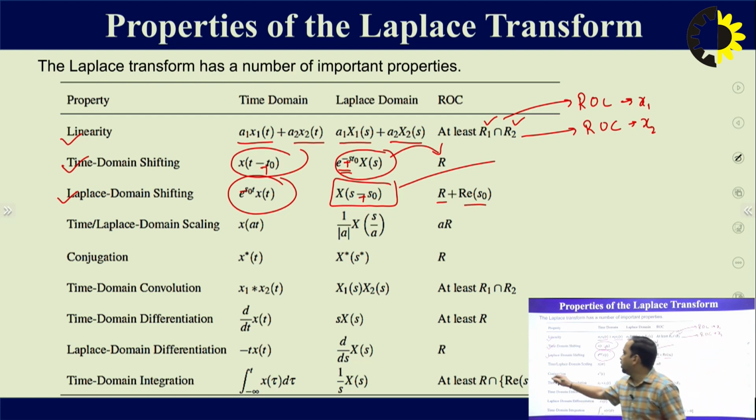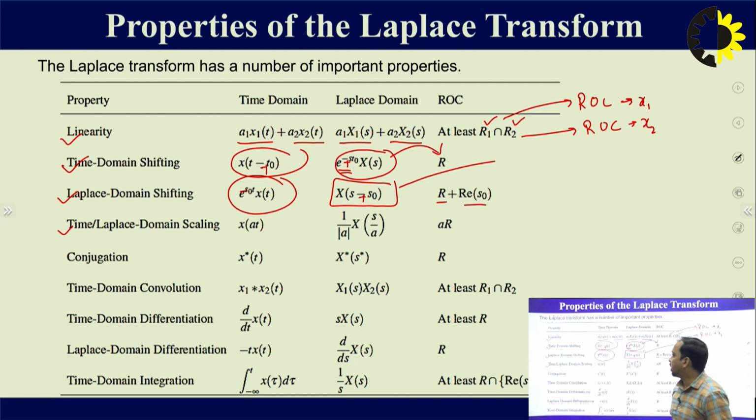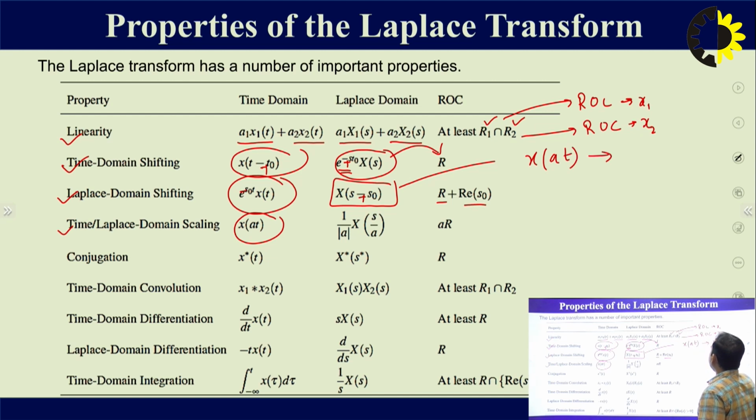Next is the scaling property, either time domain or Laplace domain scaling. If we have, let's say, x of at, a similar kind of property we have already seen in the case of Fourier transform. If you remember, for x of at the transform was 1 by mod of a times X of omega by a.